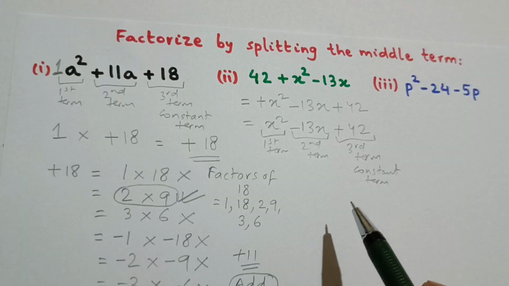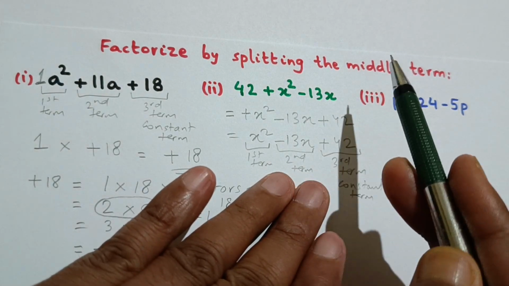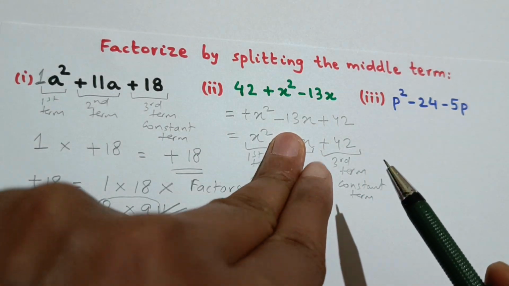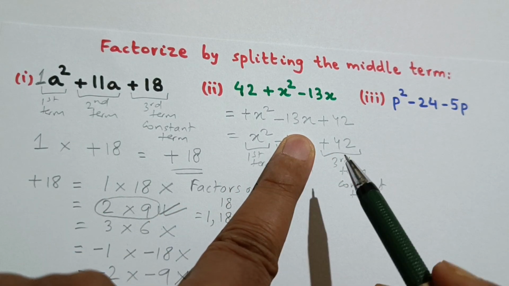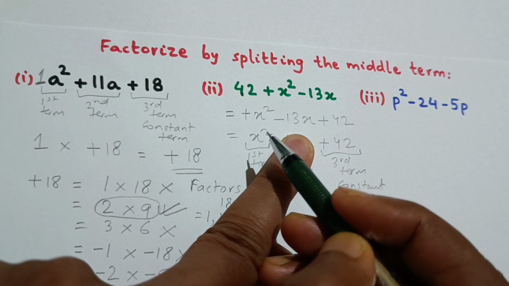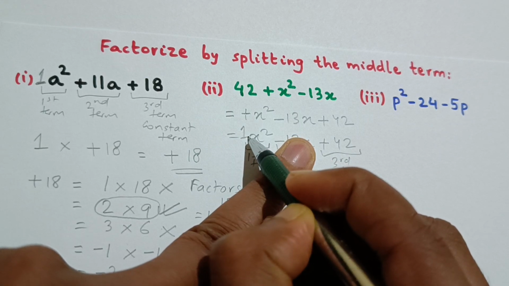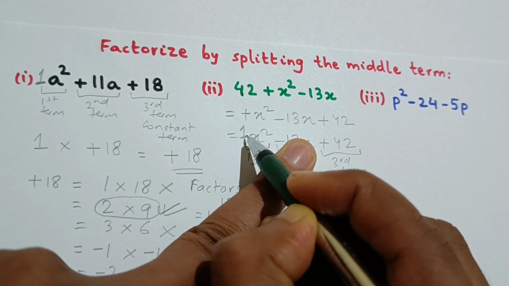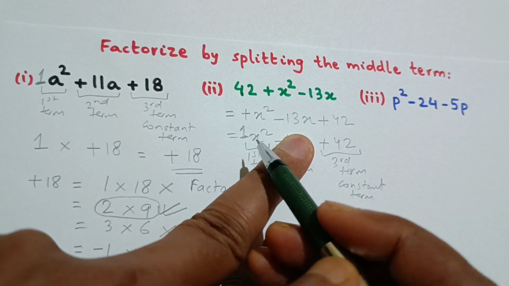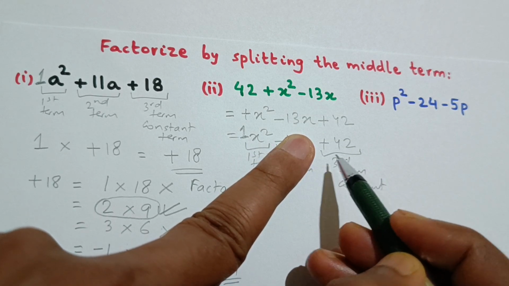As I told you in question number 1, first we will ignore the middle term. This second term is the middle term, so we will ignore it. So don't look at the second term. Look at the first term and the third term, which happens to be a constant term. The first term is x square, and the coefficient of x square is 1. The third term, the constant term, is plus 42.